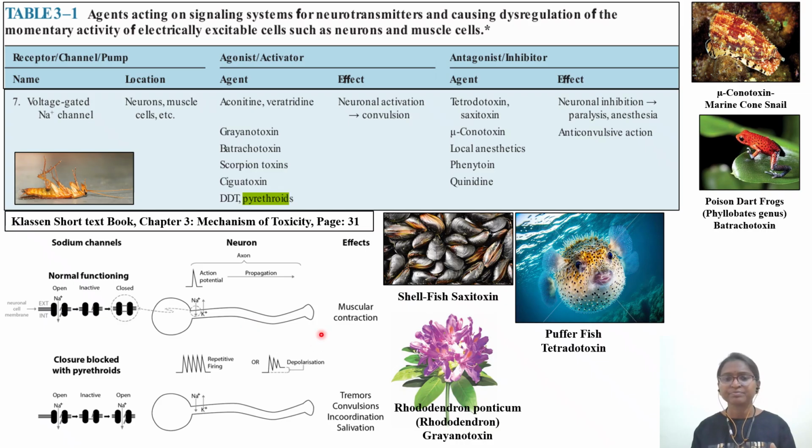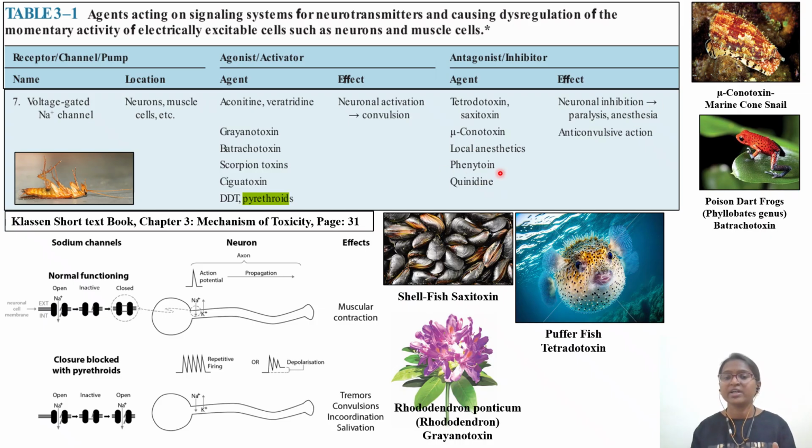Along with that, let's pause here and see what other examples are given in this table 3.1. Along with pyrethroids, in this table we are seeing other examples like grayanotoxin, which is coming from rhododendron species plant, batrachotoxin, which is coming from the poison dart frog, and the scorpion toxin we have discussed in our channel in other videos. Ciguatoxin also, last video was about ciguatoxin.